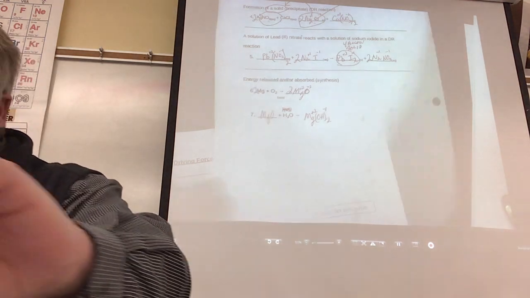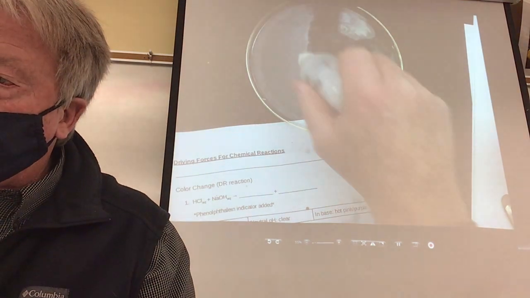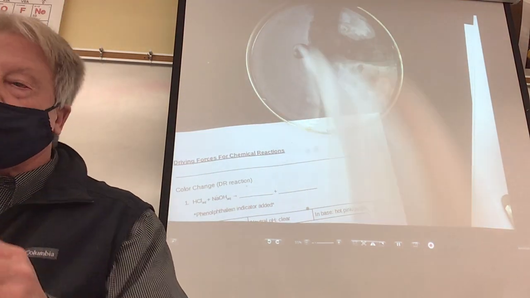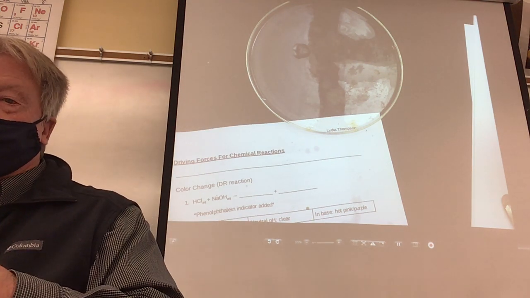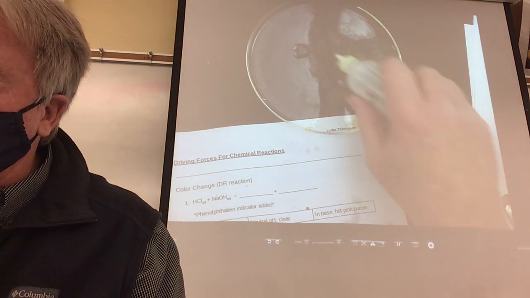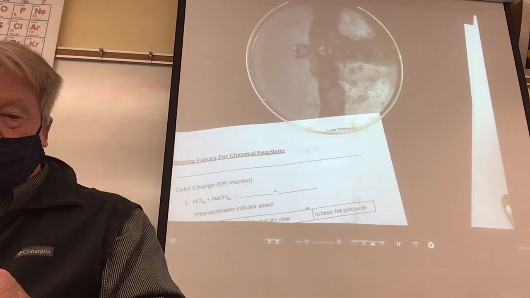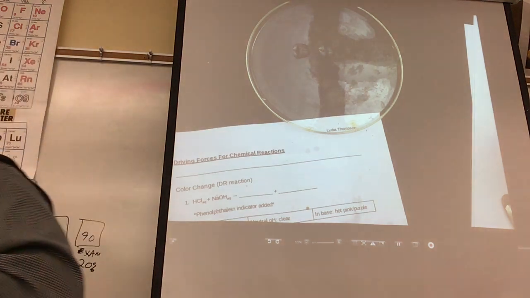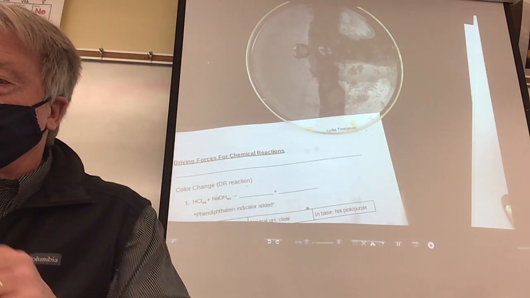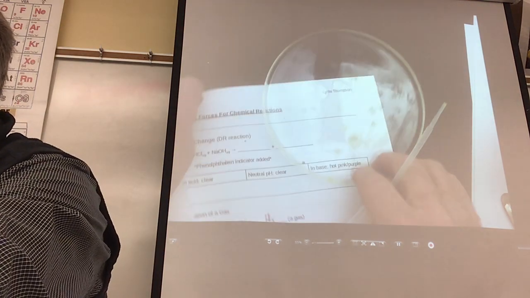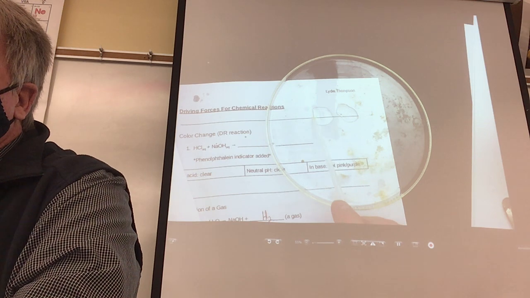All right, so here, what does lead 2 nitrate look like? It looks clear. Looks like water. What does sodium iodide aqueous look like? Clear. Okay. Not when you mix them though. All right, let's try it. Are you ready? Let's do a white background on this one. Ready? Watch it now.